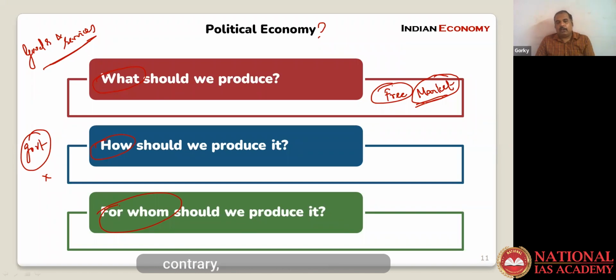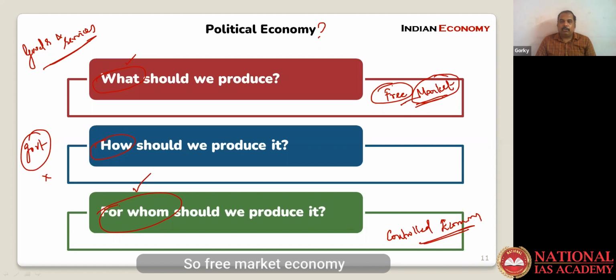But on the other hand, contrary, we have the question, what should we produce? What I tell you, produce. How should I produce? What I tell you, produce. For whom you are going to produce, I will tell to whom you are going to produce. So everything I will tell. Accordingly, you are going to do. That we call a controlled economy. Okay, we call it a controlled economy. Accordingly, if the state is controlling, then it is a state controlled economy, right?